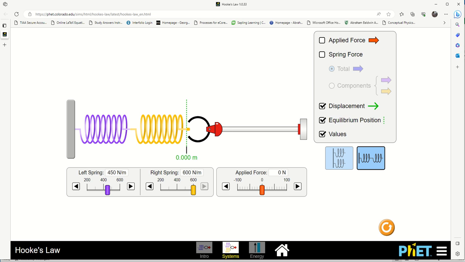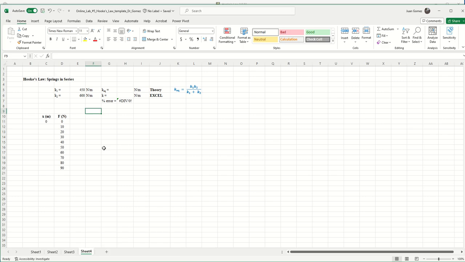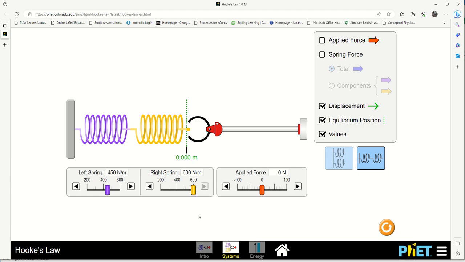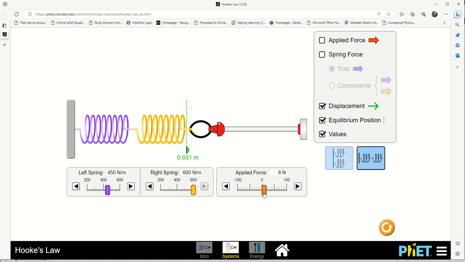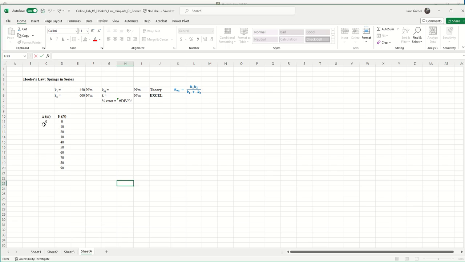Then remember on sheet 4, notice the force is being incremented by 10, because that gives us more than enough data. We don't want to milk this thing. But just remember, you want to use those force values. So I'm going to go up to 10, and see, x is 0.039. Go ahead, type it in. Then go up to 20, 30. You get the idea. It's not a big deal.